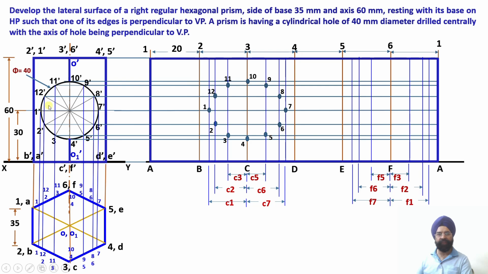And finally 12. This is the horizontal line through 12 dash. And on this vertical line, 2 and 12, they are going to lie. You see, 12 and 2, they are going to lie on one vertical projector. So you see, the true shape will be an ellipse over here. Similarly, let us work out the points on this side.